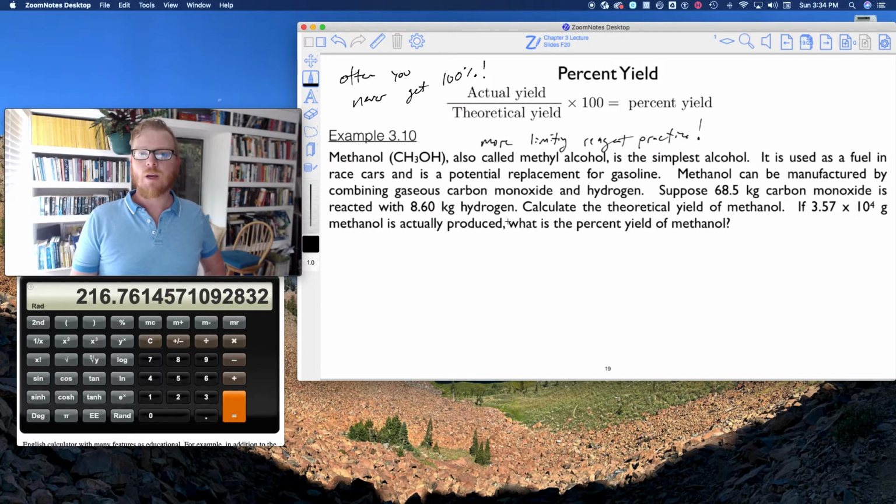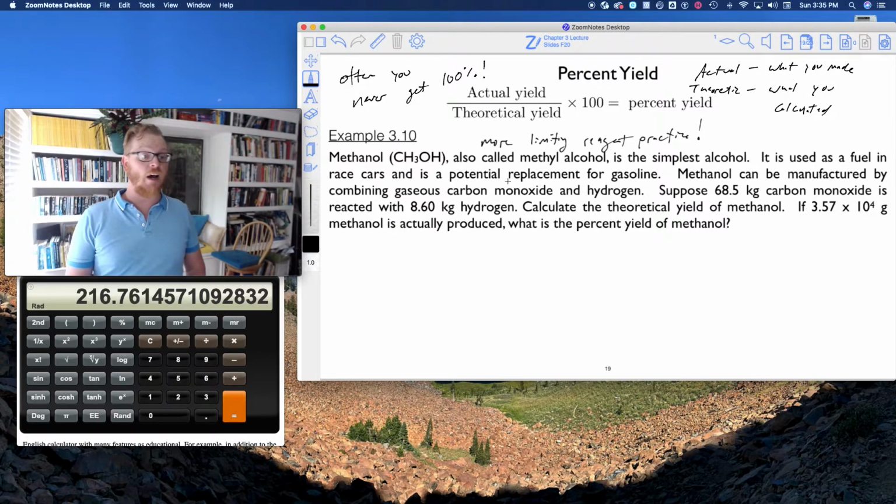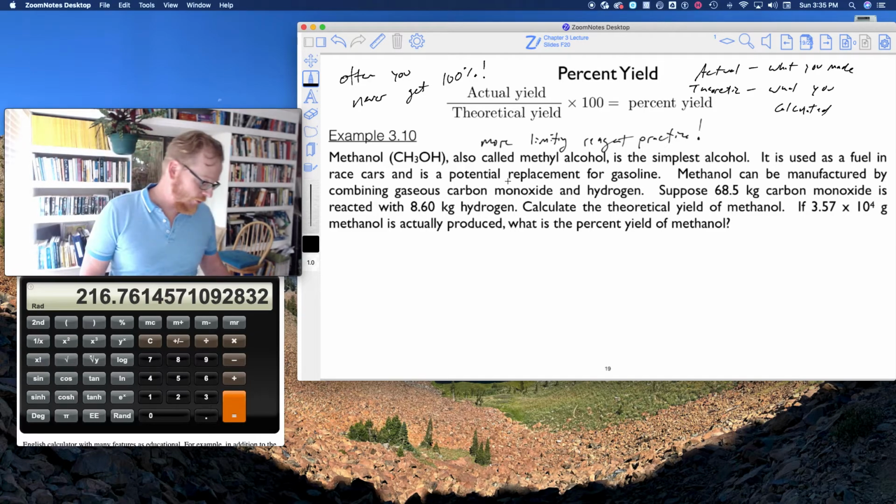Okay? So what is this difference between actual yield and theoretical yield? Well, actual yield is what you made, what actually got made, and the theoretical is what you calculated should be made. What you calculated. So all of this stuff that we've done up to now has only been theoretical yield.